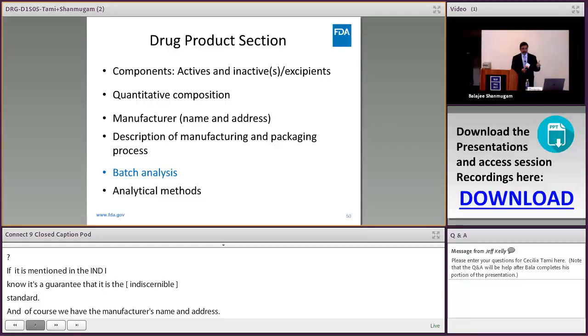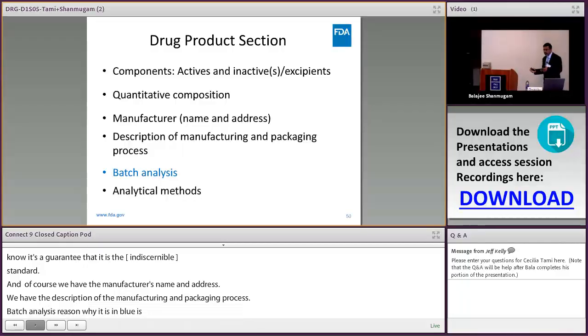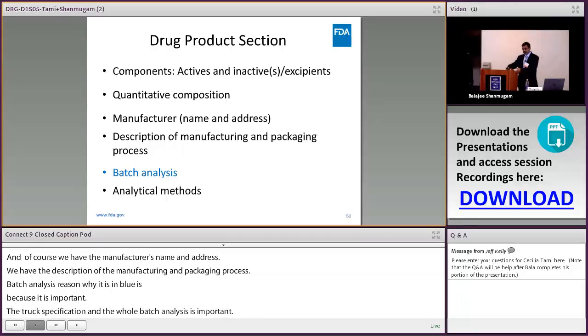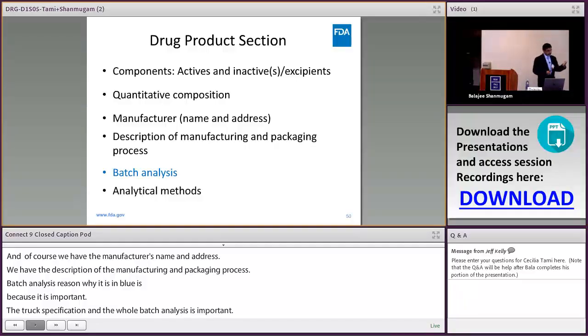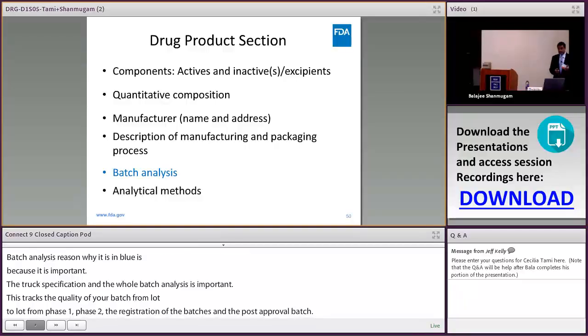And we will connect this with the drug product specification and how batch analysis is important, because this is great data that tracks the quality of your batch from lot to lot, right from phase 1 to phase 2, to your clinical trial material, registration stability batches, and the post-approval commitment batches. So that's a great way to start there, and it also helps you in setting the specification based on understanding of your process, the formulation, its behavior on storage, and so on and so forth.